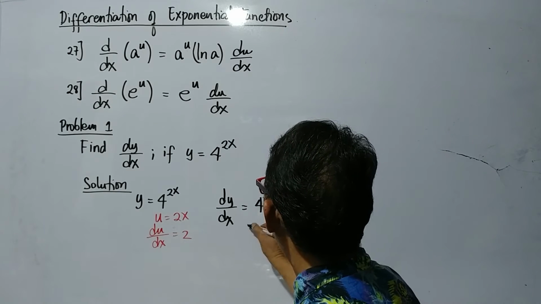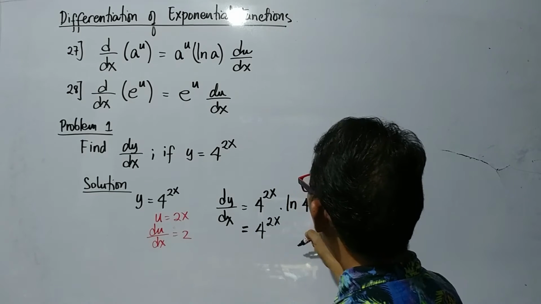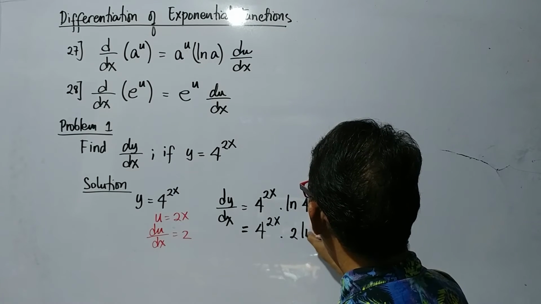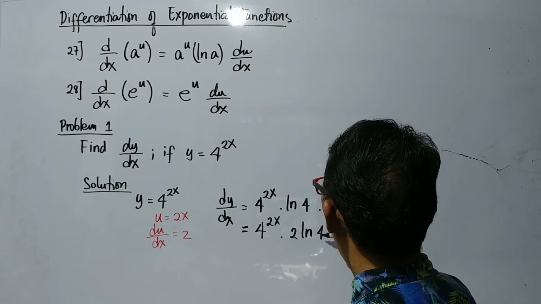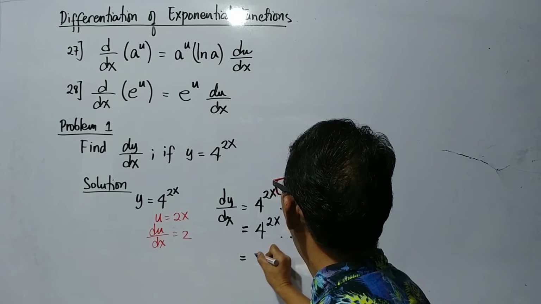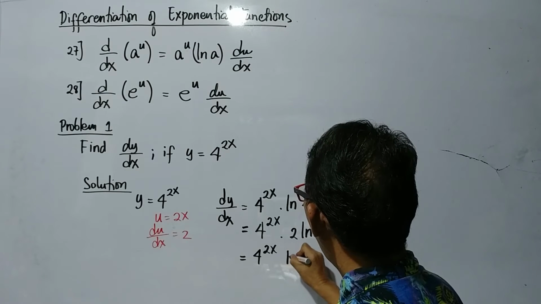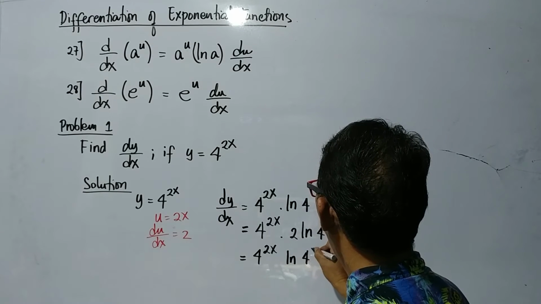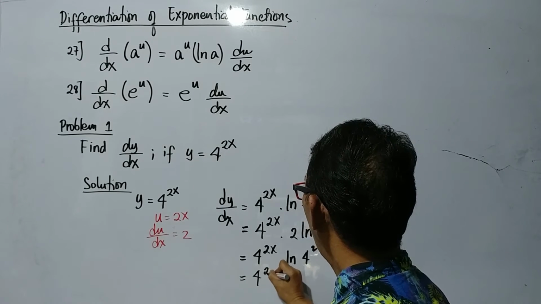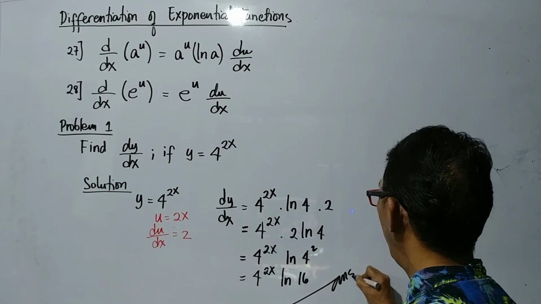So we have 4 to the 2x. This 2, you can bring to the other side. So this now becomes 2 natural logarithm of 4. So we have now 4 to the 2x. This can be expressed as the natural logarithm of 4 squared, or we have now 4 to the 2x of the natural logarithm of 16. And that is your answer.